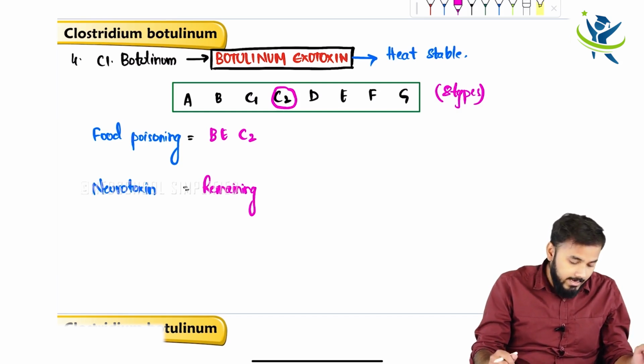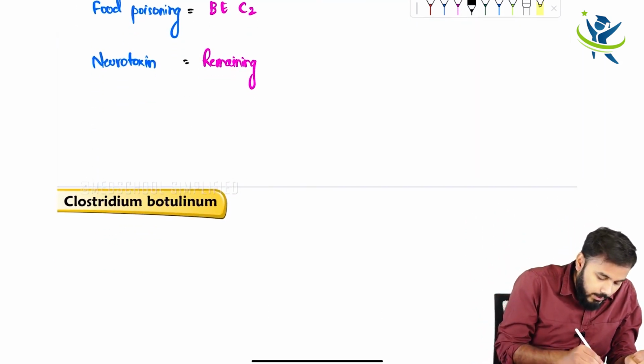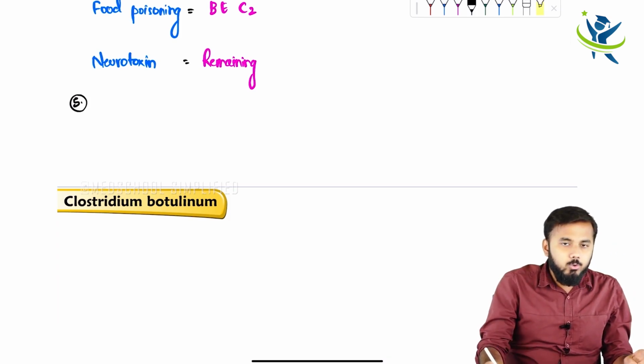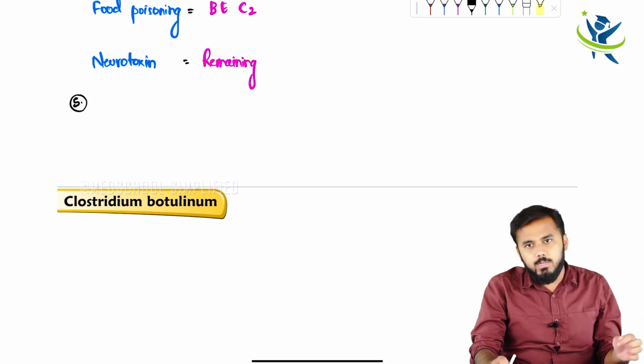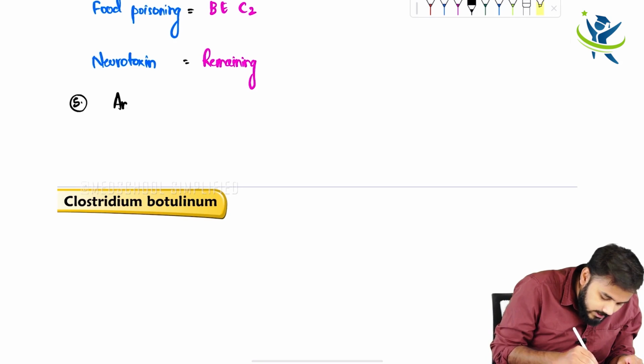Fine. Another important thing, point number 5 I want to discuss: in the starting I told you these clostridial species are what type of organisms? Aerobic or anaerobic? Very good. They are anaerobic organisms, right?